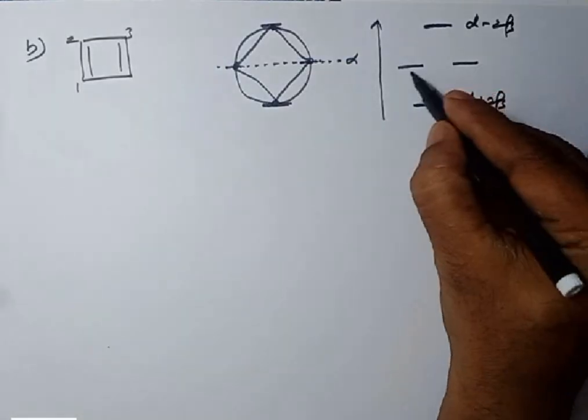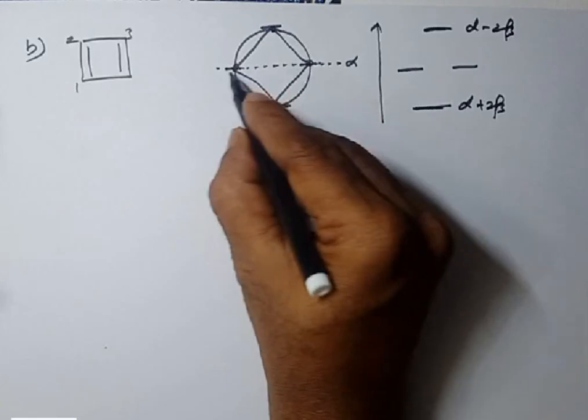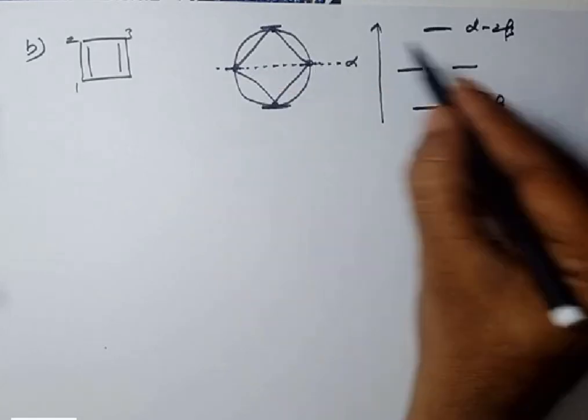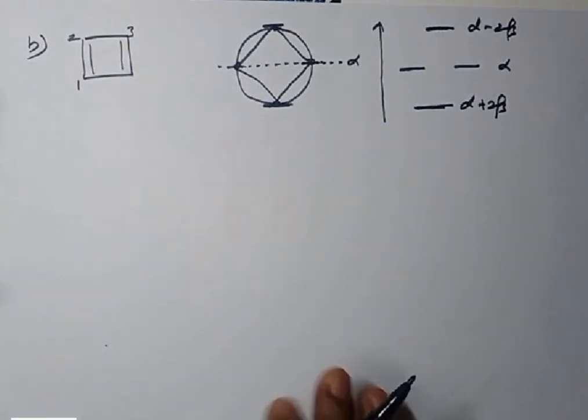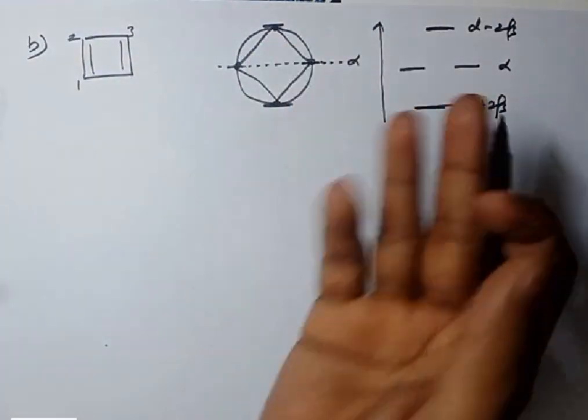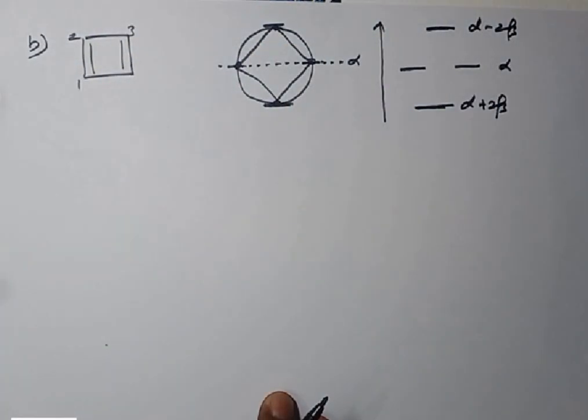Alpha. They exist on the line. Therefore, their energies are alpha. Am I right? They are non-bonding. They are not involved in bonding. That's the meaning. Okay. Now listen.